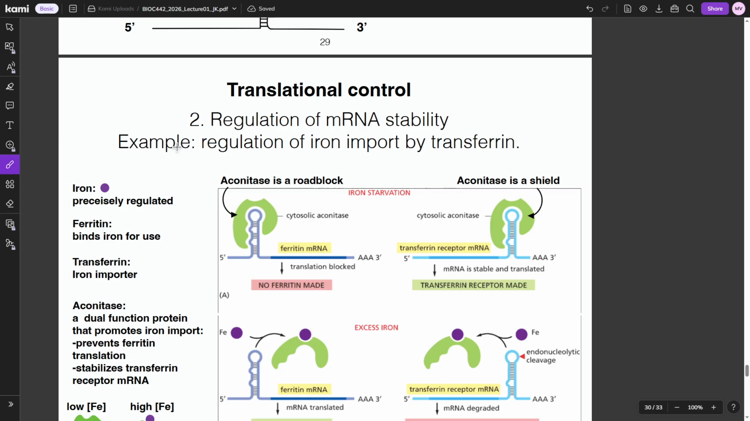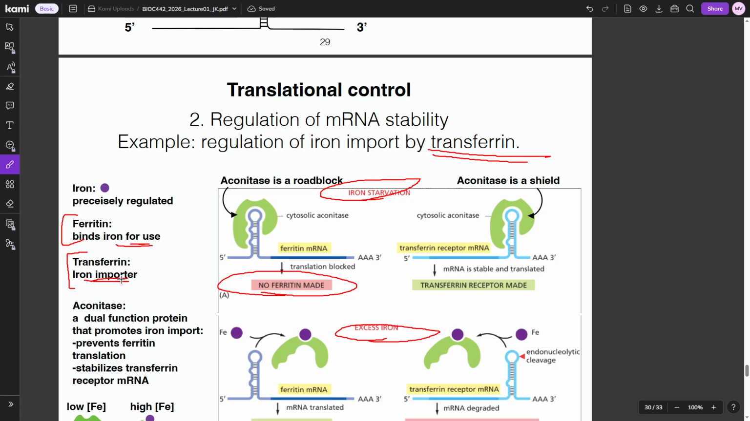So, regulation of mRNA stability example: we've got transferrin, which is a fun little enzyme. And if we look at this, iron levels are pretty precisely regulated by the body. So we are looking at conditions of iron starvation and excess iron. We've got ferritin and transferrin. Ferritin uses iron and transferrin imports iron. So if you have a lack of iron, you're going to use transferrin, and if you have too much iron, you're going to use ferritin.